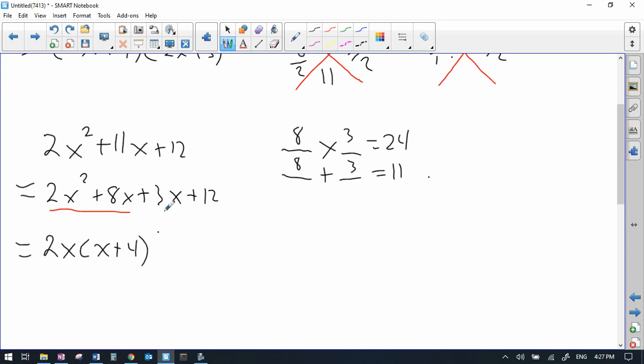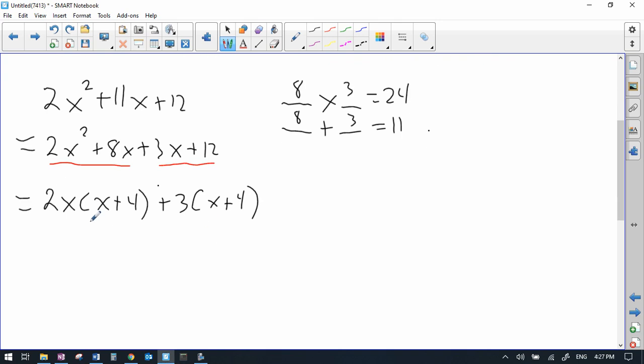And then you do the same thing with 3x plus 12. Even if the common factor is 1, you still factor it out. In this case, the common factor is 3. And you get x plus 4. Okay, and from there, you'll notice that you ended up with a common factor of x plus 4. And that's no coincidence. If you've chosen these numbers correctly, this will always happen. And you pull it out, and you're left with x plus 4 times 2x plus 3, which we know is the right answer.